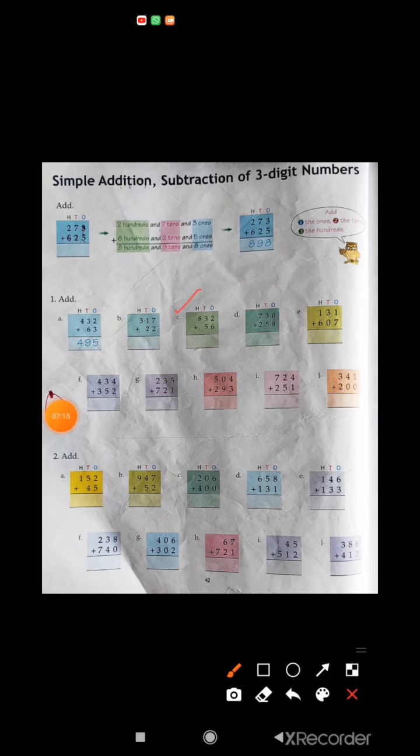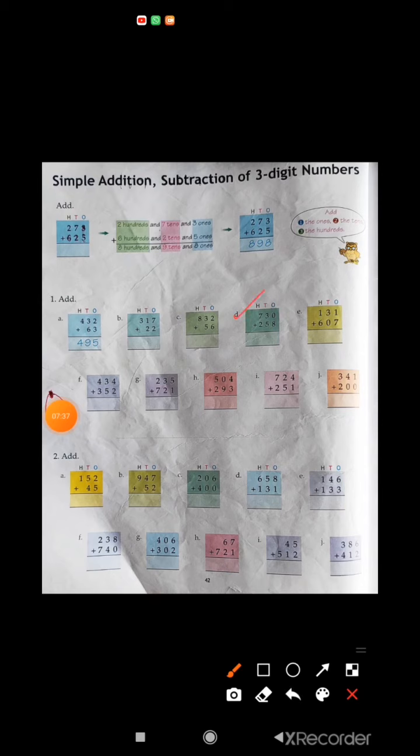Next, C part. The question is 832 plus 56. First we will add the ones. 2 plus 6, 8. Add the tens. 3 plus 5, 8. Now add the hundreds. Here 8 is given only. Write here 8. 888.